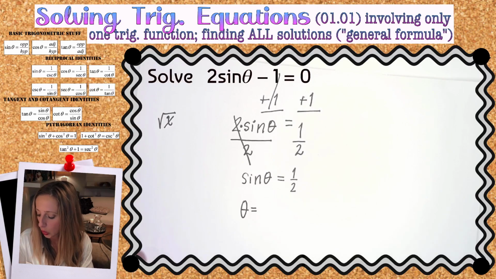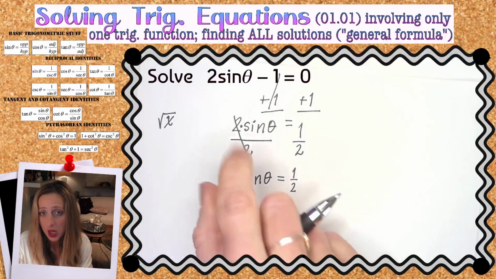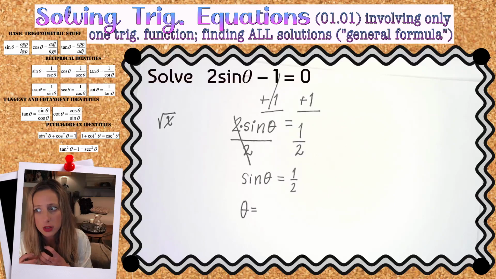Amazing. So how do you get rid of sine theta? We still have to peel that layer off. We've been using inverse operations. For the -1, we use +1. For the times 2, we use divide by 2. So what is the inverse of the sine of something?